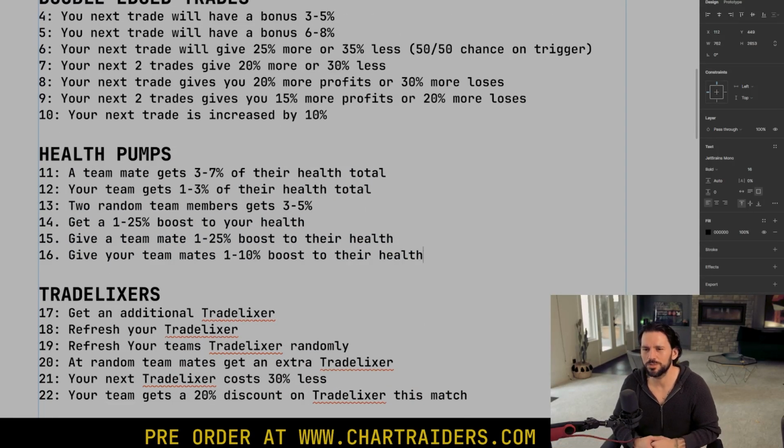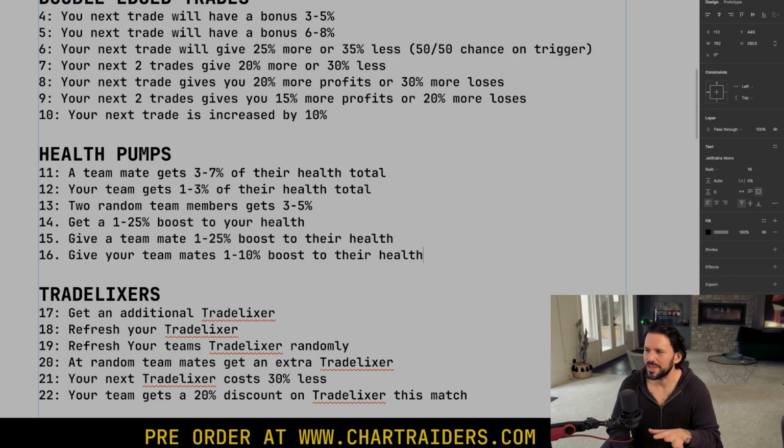Next would be the Tradelixers. Now, these health pumps, you can refer to them as potions. We call them Tradelixers. You have items in the game that allow you to use and fill up your health. Now, we're going to say our trading amount is our health right now, right? So if you have a $100 ticket, you have 100 health at the beginning of the match. If you go down to 50 health and you were to use a Tradelixer, you would get 50 health back, therefore bringing you back up to 100 health.